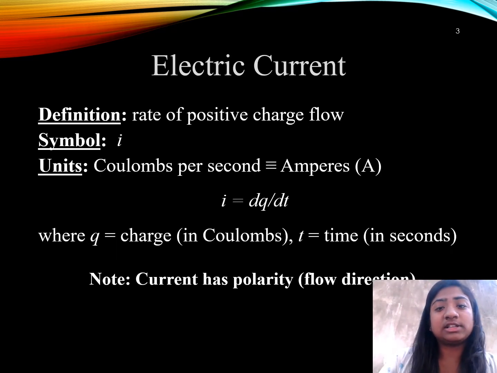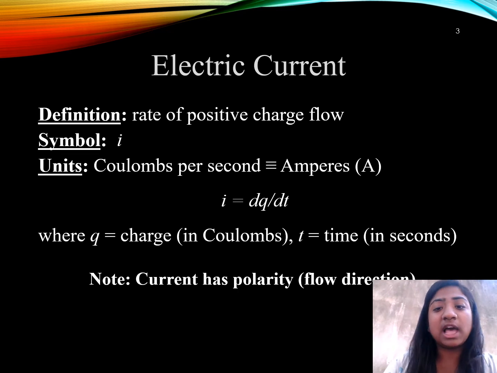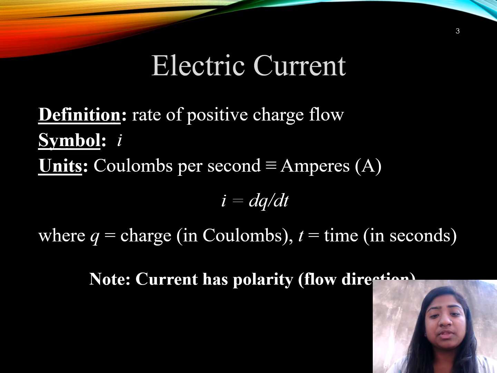What is electric current? It is the rate of positive charge flow. It is denoted by I and its unit is coulombs per second, that is amperes. I equals dq by dt, where q is charge and t is time. Note, the current has polarity, that is, flow direction.